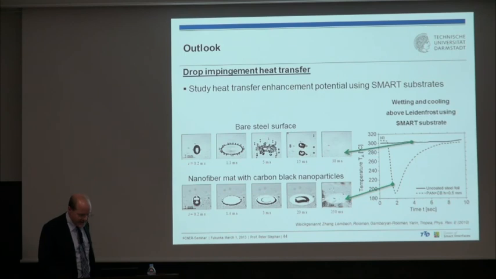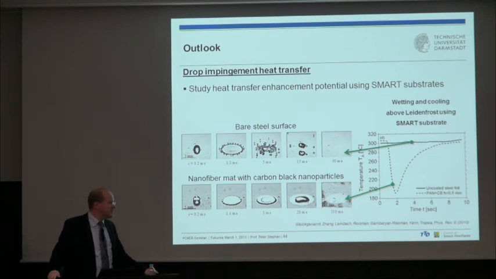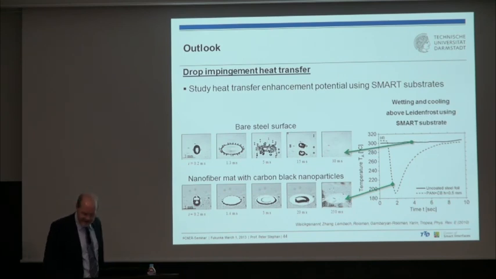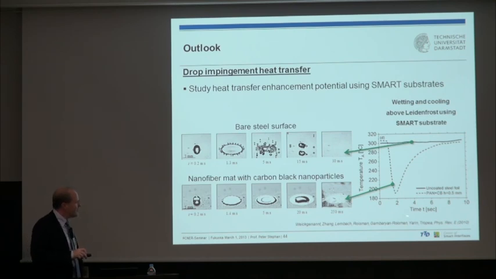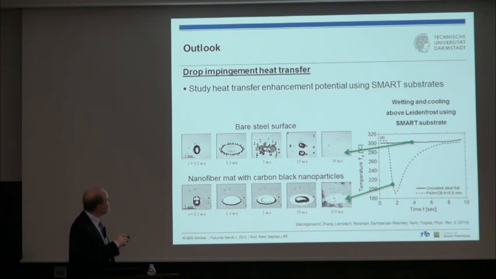And because our center is called Smart Interface, we wanted to build a smart interface. We had a colleague from the US, I²CNER, in our lab for quite some time. And we did an investigation of drop impingement cooling above Leidenfrost temperature. So we first took a bare steel surface. If a water droplet is hitting, it just splashes above Leidenfrost, almost no cooling, so the temperature does not change a lot, no cooling effect above Leidenfrost.